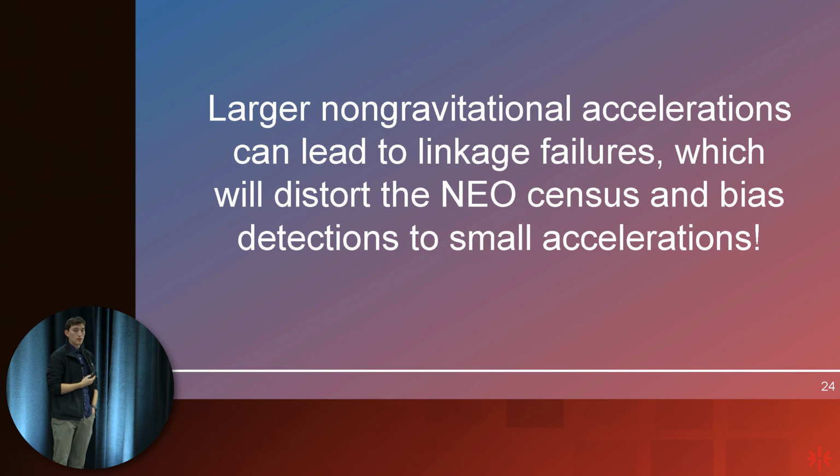And what that means is that the near-Earth object census is going to be strongly biased by this. You're going to be double counting objects. You're going to be thinking there's more than there actually are. And you will be biasing all your detections to thinking there are fewer non-gravitational accelerations than there actually are. And this can be a problem for these surveys.